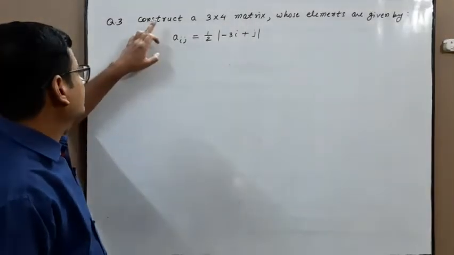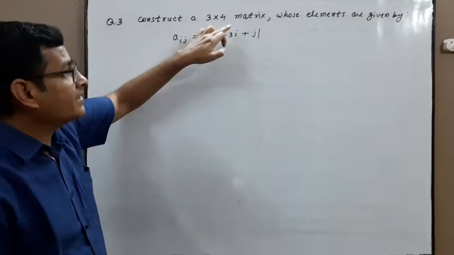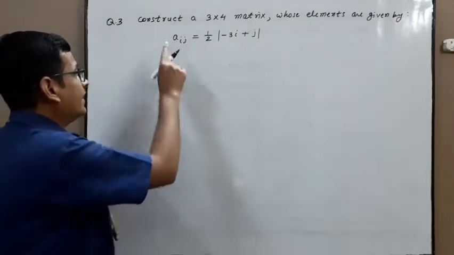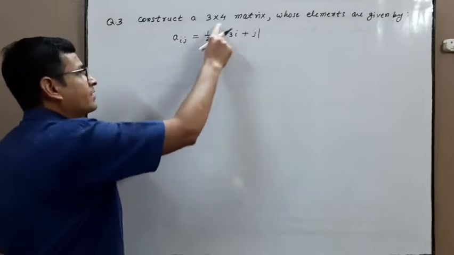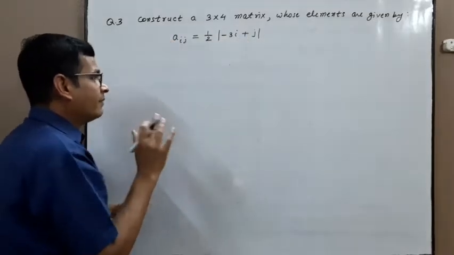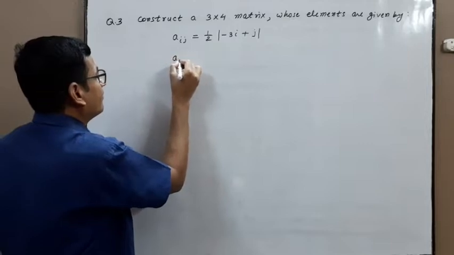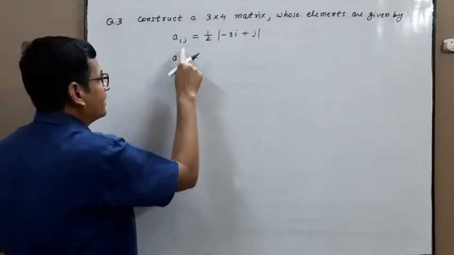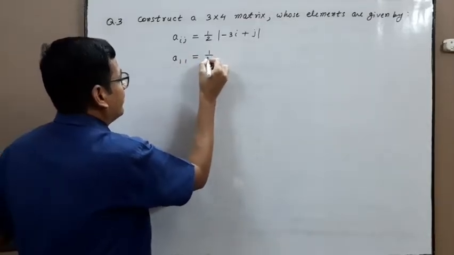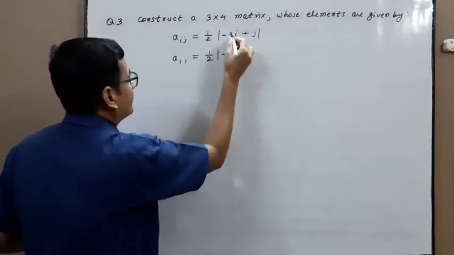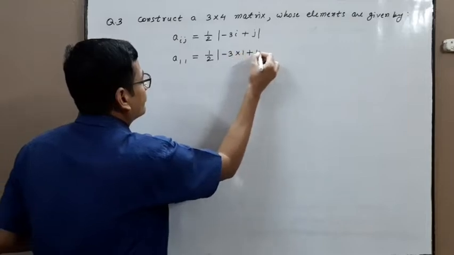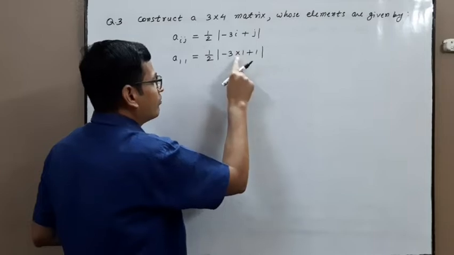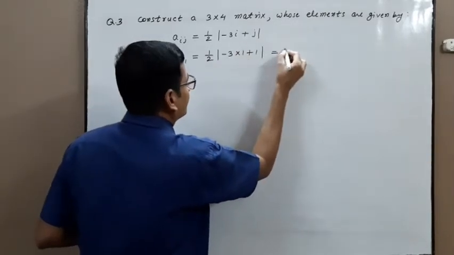Next problem. Construct a 3 by 4 matrix whose elements are given by Aij equal to this. It means the element of the ith row and jth column is equal to this. For example, to find the element of the first row and first column, put i equal to 1 and j equal to 1. So 1 by 2 minus 3 into 1 plus 1. Now simplifying: minus 3 over 1 minus 2, and mod of minus 2 plus 2 upon 2, which is 1.